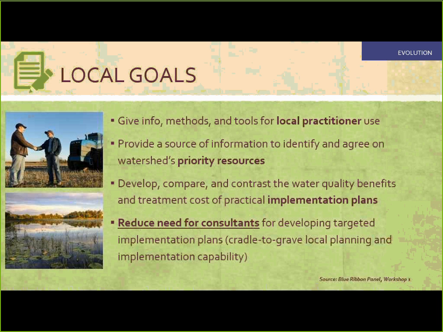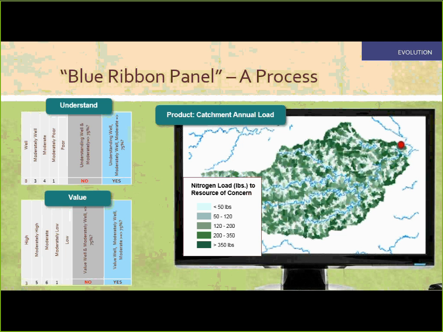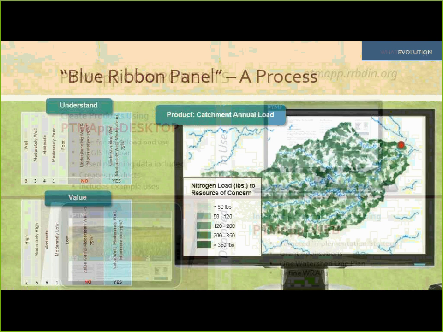So this is what we heard from our Blue Ribbon Panel. We went through this process where we created products and gave it to them and said, tell us, does this make sense to you? Can you understand it? And is there value? Okay, so everything we're going to show you, we went through this process of giving them these products and saying, does this work for you? Does this make sense? And we got feedback from them, okay? That's how we created this.